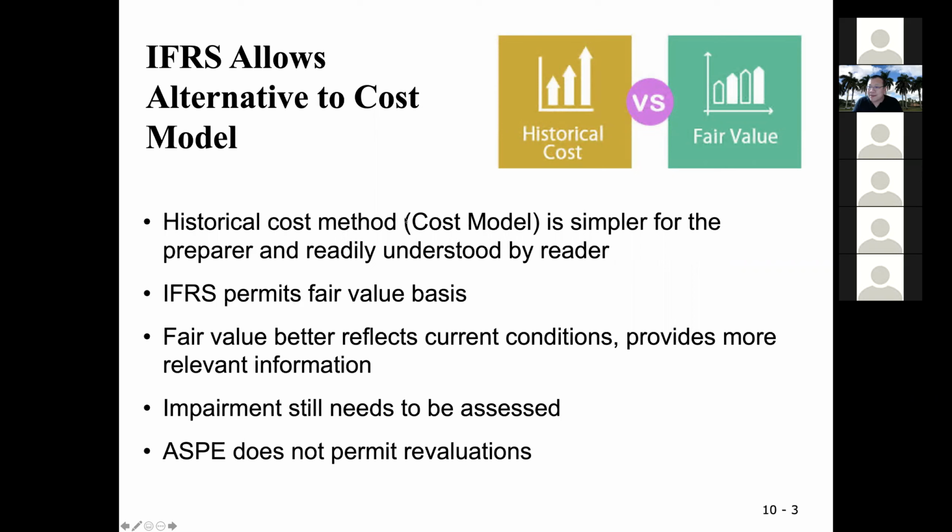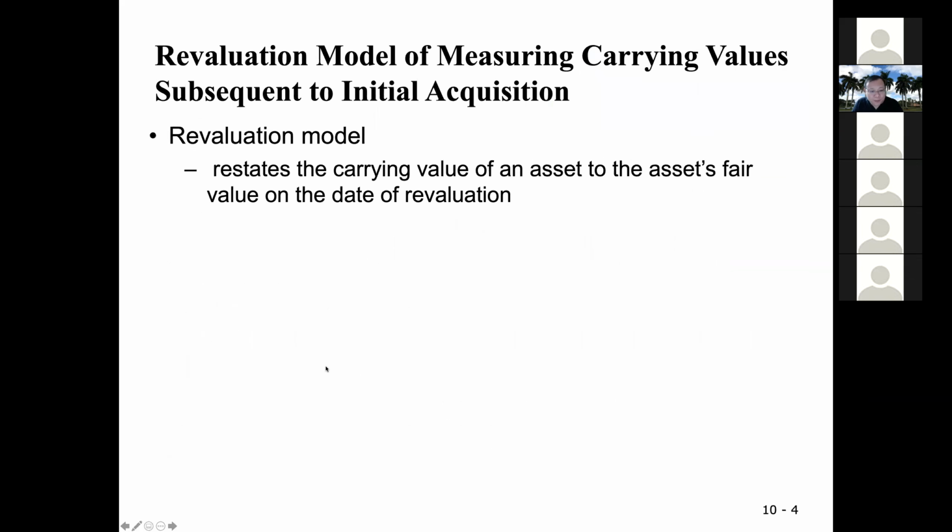IFRS also permits a fair value basis model, okay? Why? Remember in the earlier chapters, we talked about relevancy, right? And we talked about the trade-off between relevancy and reliability. Remember the example I gave? The Vancouver land cost you $1 million, now it's worth $10 million, right? And we agreed that the fair value, the $10 million, is more relevant to decision-making, right? But it's less reliable, if you remember that. So fair value provides more relevant information. You can see the rationale behind why IFRS allows the fair value model. It does provide relevant information to the information user.